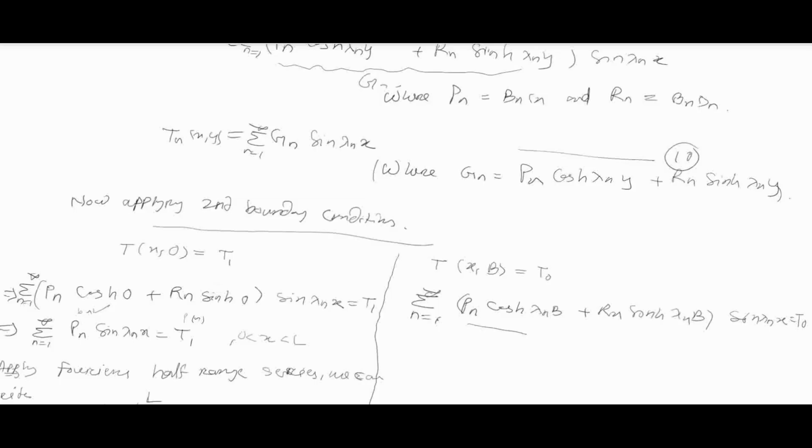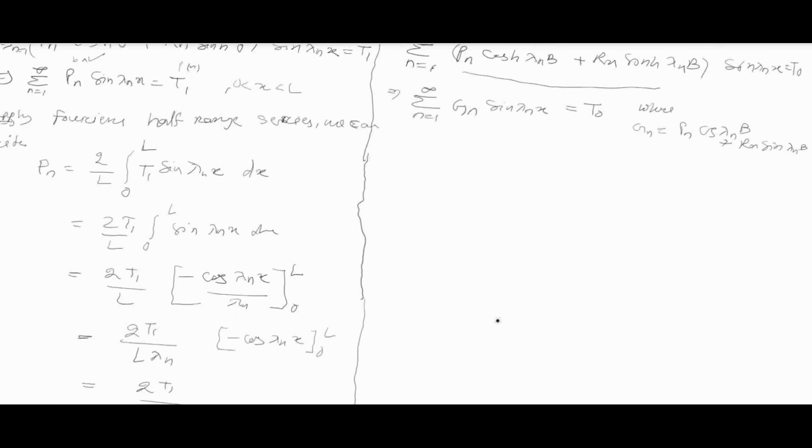Now look at this one. This one we have already taken, Gn. The only thing is that the value of y needs to be replaced here. So Gn is equal to this one, and we can replace this one by Gn. That implies summation of n equal to 1 to infinity of Gn sin(lambda n x) is equal to T0, where Gn is equal to Pn cosh(lambda n b) plus Rn sinh(lambda n b).